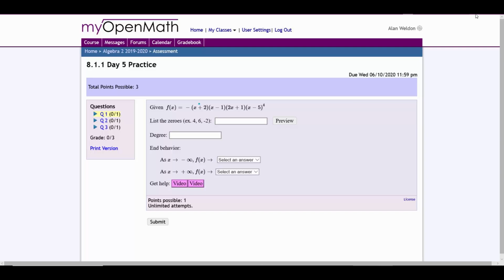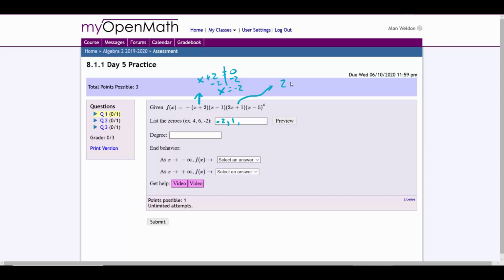So if we look at x plus 2, if I take x plus 2 and set it equal to 0, and solve this thing, what we find is that x equals negative 2. This is the value of x that'll make a 0 inside of that parenthesis. So I want a negative 2 as one of my answers when I type that in. This one, x minus 1, well, the value of x that makes a 0 there is going to be a positive 1.